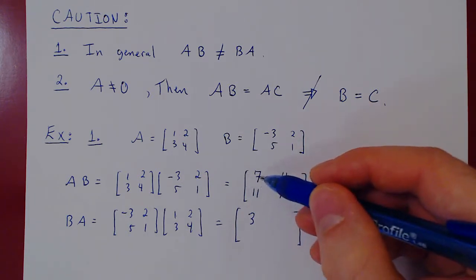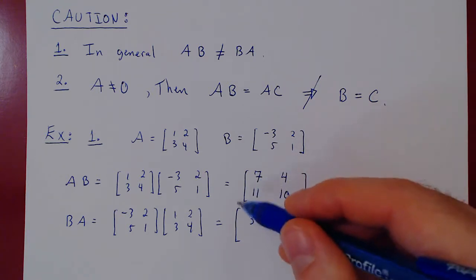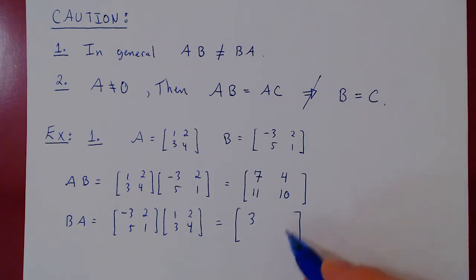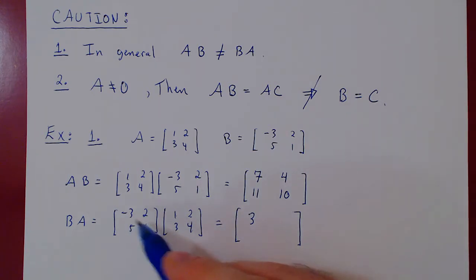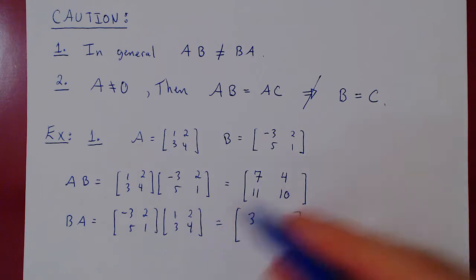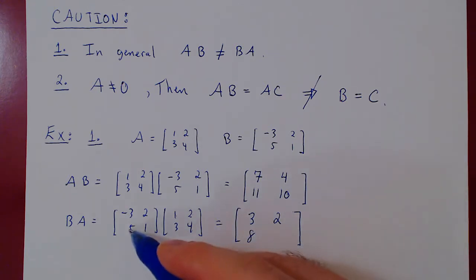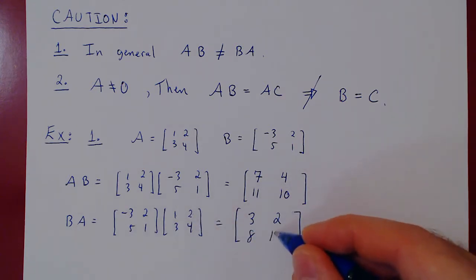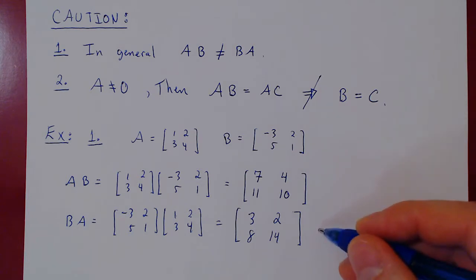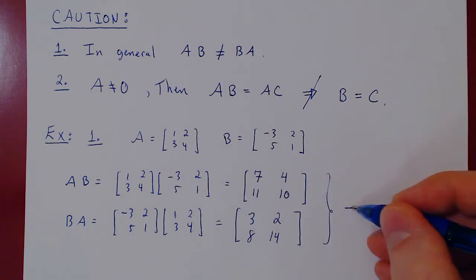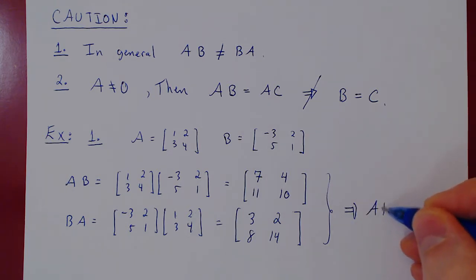Entry in the first row, first column of AB is 7. Entry in the first row, first column of BA is 3. So we could already stop there, but let's just complete the multiplication. Negative 6 plus 8, positive 2. Then 5 plus 3, positive 8. 10 plus 4, positive 14. So look how different AB and BA are from one another. So we can clearly see that AB is not equal to BA.